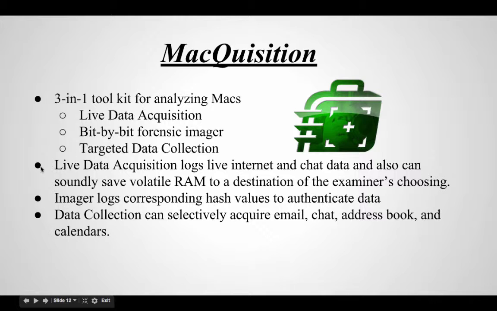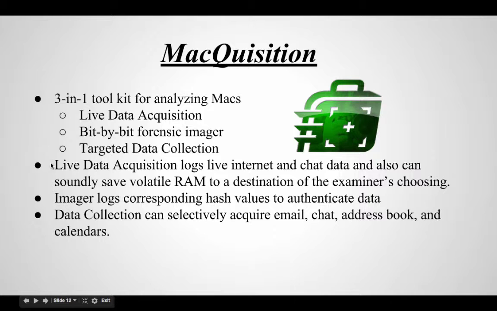So let's go through what these are. Live data acquisition logs live internet and chat data, but it can also save volatile RAM to a destination of the examiner's choosing. This is important for building cases against criminals, which can hide criminal data. The imager logs corresponding hash values while taking a bit-by-bit copy of the hard drive. These hash values are used to authenticate data.